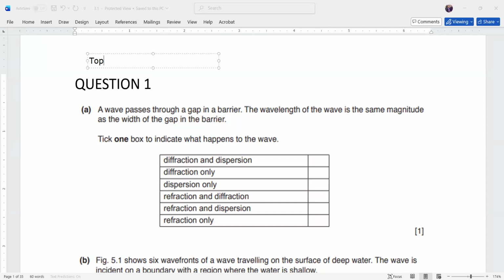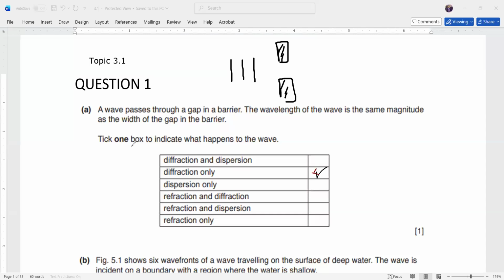So this is from topic 3.1, which we have just discussed. A question is, a wave passes through a gap in a barrier. The wavelength of the wave is the same magnitude as the width of the gap. Like what they're saying, the wave is passing through a gap, the wavelength and the gap size are the same. We have to tick one box to indicate what happened to the wave. You can annotate on the screen.